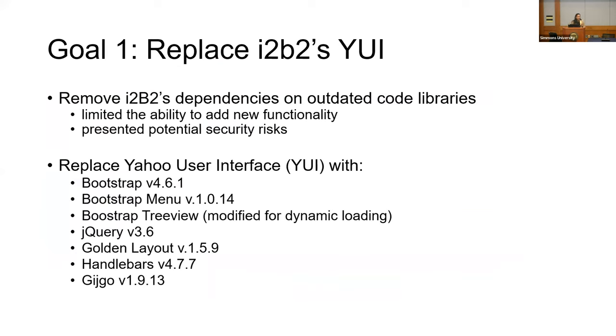We had about 5 goals when we wanted to start this project. The number one goal was to replace i2b2's Yahoo user interface. There were a lot of dependencies on the YUI code libraries, and by updating them, we wanted to be able to add new functionality. And this is just a list of all the different tech stack that we replaced YUI with.